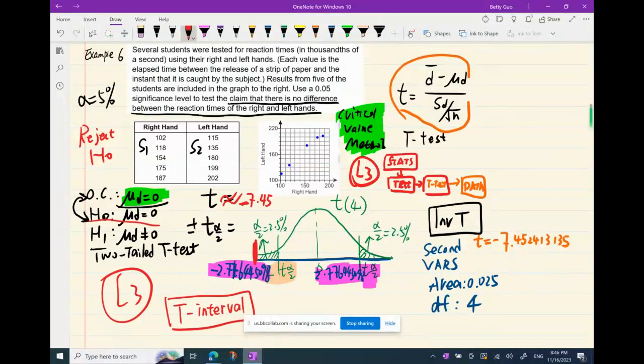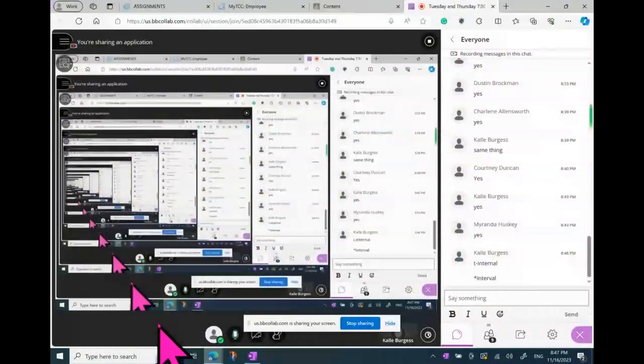Do you agree? T-interval? Yes, it's just one sample. We do have 2 samples to start with, but it's actually a one sample. The test is a simple T-test. The interval is a simple T-interval. Exactly. Thank you, Kelly.